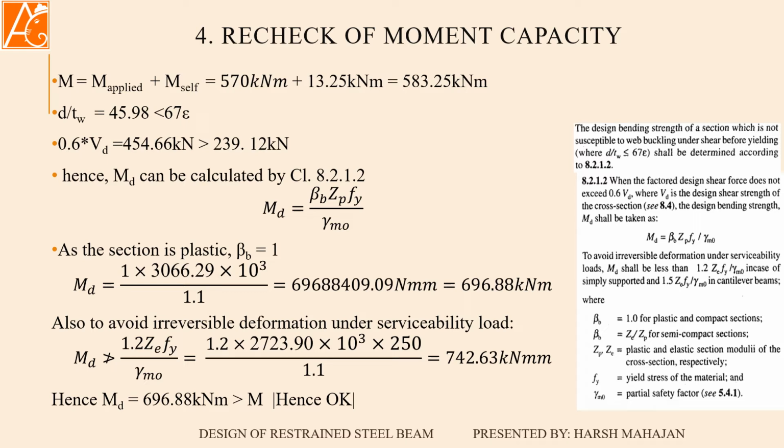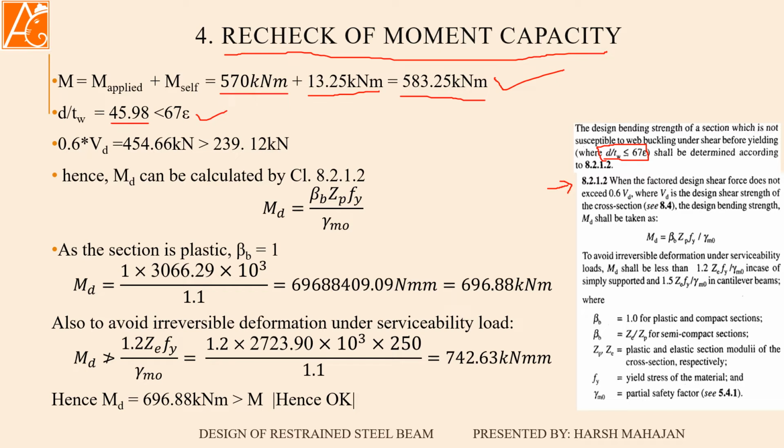For step number 4, we will check the moment capacity of the section. So this is the net moment acting on the section, which is due to UDL and point load plus the self weight of the beam. Then we have to make sure that d by Tw should be less than 67 epsilon. We have calculated this ratio in the previous slide. It is less than 67, hence we can go for clause 8.2.1.2 of IS 800 2007.